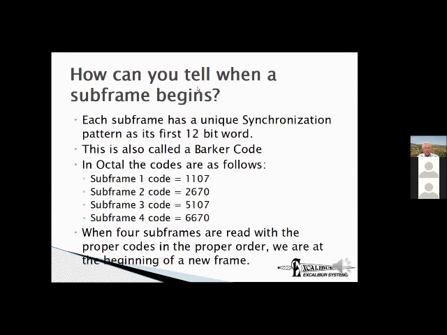Each subframe goes out once per second, and there are 4 of them. Each subframe starts with the same number each time it goes. So the first subframe always goes out with an 1107, and the second subframe always goes out with a 2670. So over the course of time, you'll see these numbers repeating themselves.